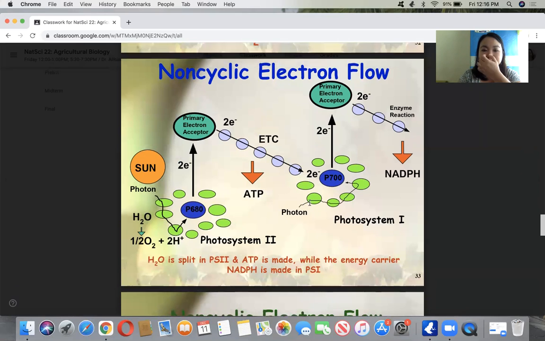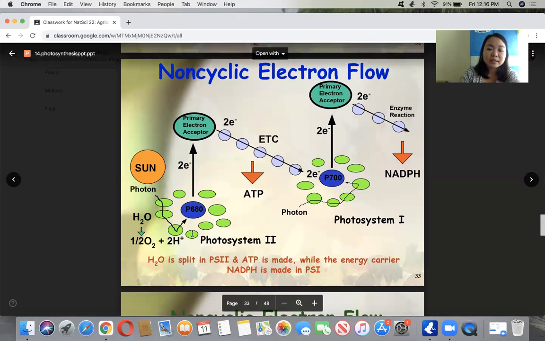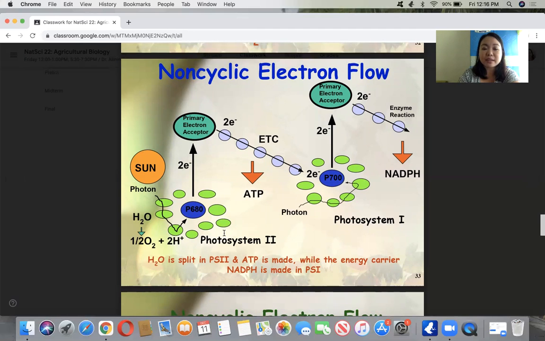We start in both, first in photosystem 2 and then photosystem 1. So you might be asking why chronologically it doesn't start with photosystem 1. It starts with photosystem 2, but the numbering is because of the chronological discovery of the two photosystems. Photosystem 2 was discovered first before photosystem 1. So water is split in photosystem 2 and ATP is made, while the energy carrier NADPH is made in photosystem 1.